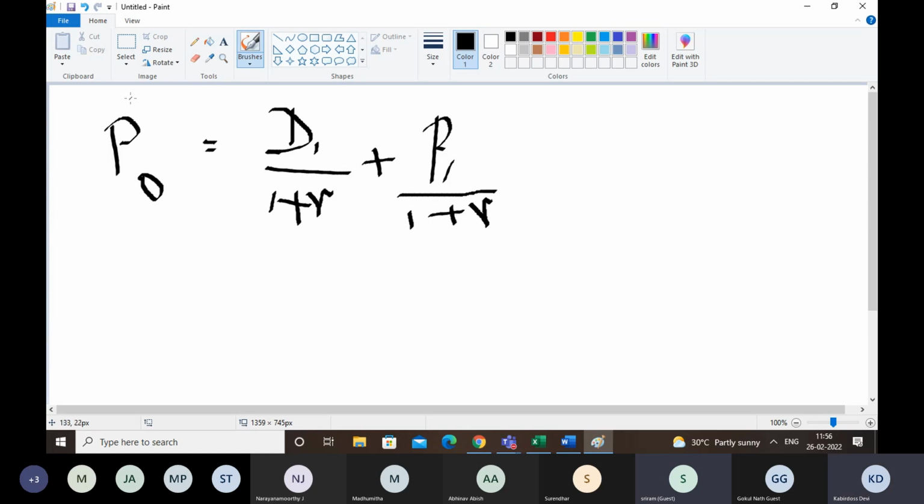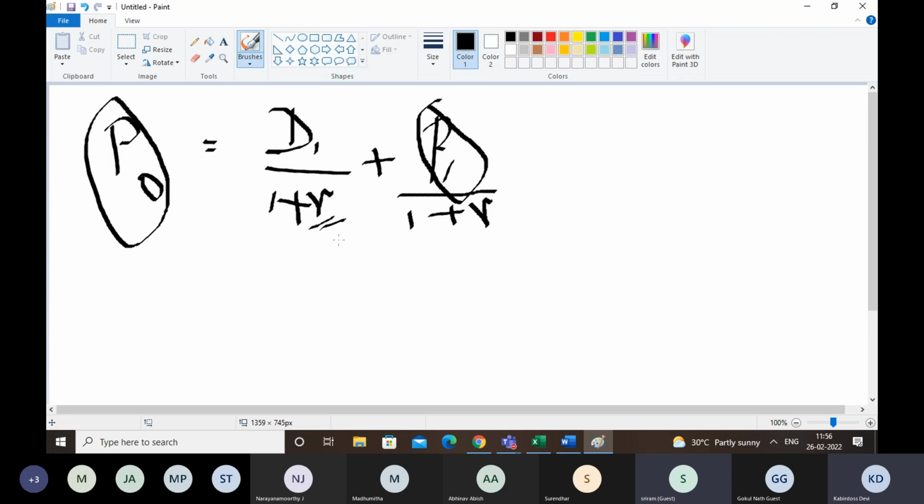Okay, so here P naught is the current selling price. I'm just analyzing the stock now, so I know the current selling price. And this is the selling price at the end of the year. D is the dividend declared during the one year holding period, and this is the rate of return that the investor wants.